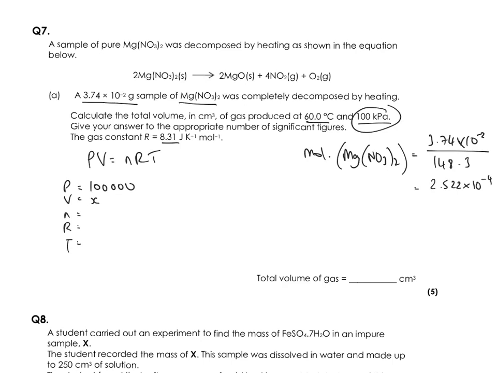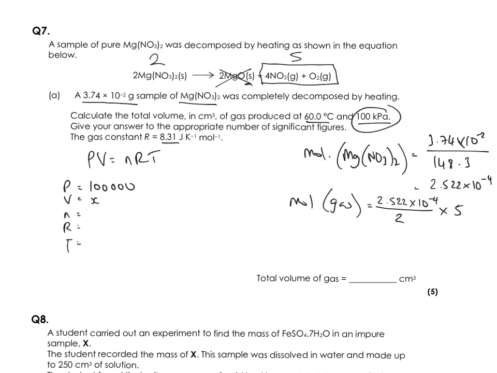Now the next stage is the bit that will catch people out sometimes, and it's the fact that we've got to work out the total volume of gas produced. So the number of moles of gas is actually these here. It's not just the 4 or the 1, it's the total. Obviously this one is a solid, so that isn't involved in the ideal gas equation. So to work out the moles of gas, it's going to equal 2.522 times 10 to the minus 4, and it's a 2 to 5 ratio, so I'm going to divide that by 2 first and multiply it by 5.